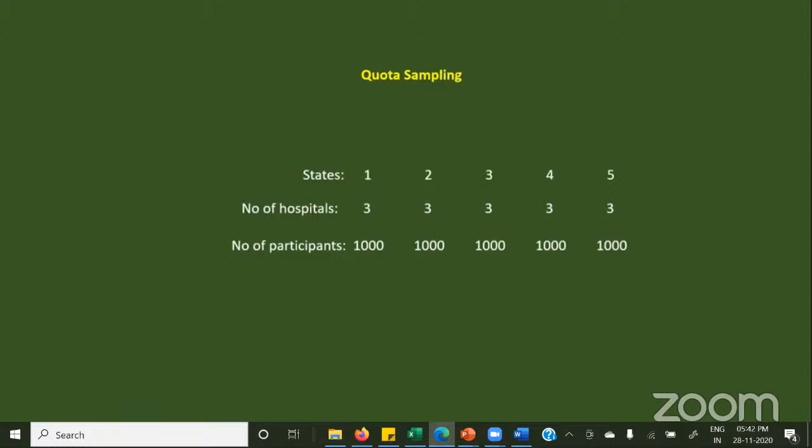Before the data collection, we will decide quota. How many states, how many hospitals from each state, and how many participants from each hospital. Finally, we will have a considerable sample with us, segmented into mutually exclusive groups, such as 1,000 healthcare workers from 3 government hospitals at Rajasthan, 1,000 healthcare workers from 3 government hospitals at West Bengal, and so on.